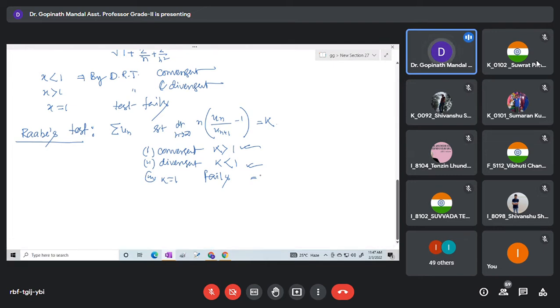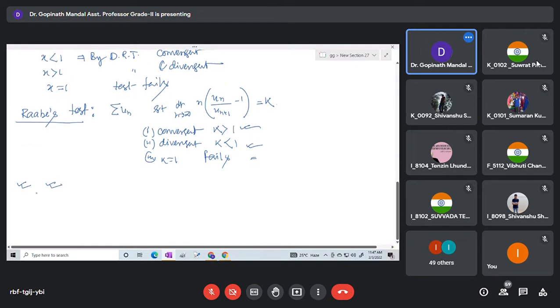So for any series, to check the convergence, first we test by D'Alembert's ratio test. If it fails, then Raabe's test. Okay. Example.